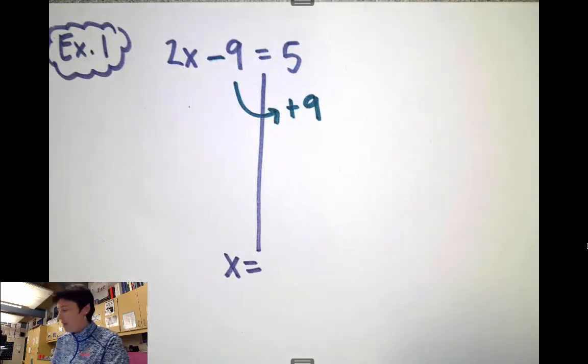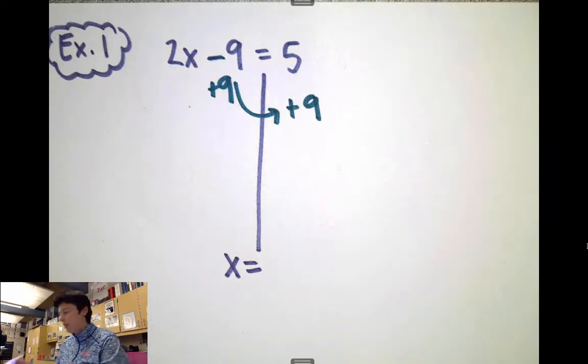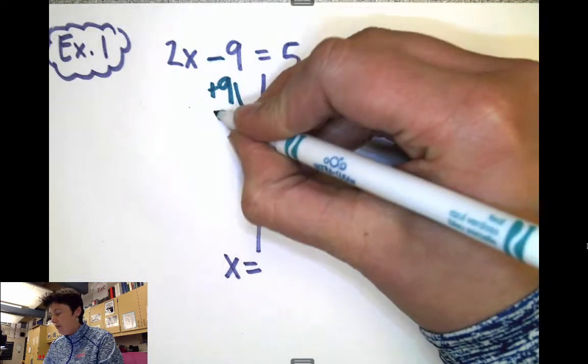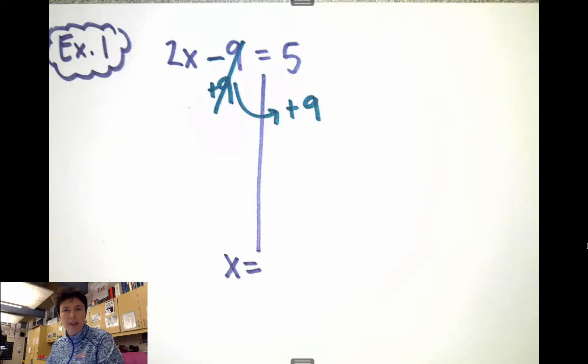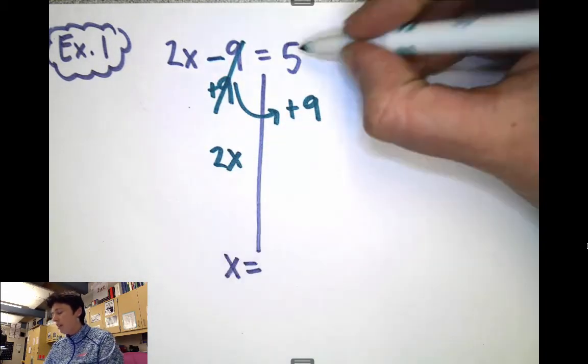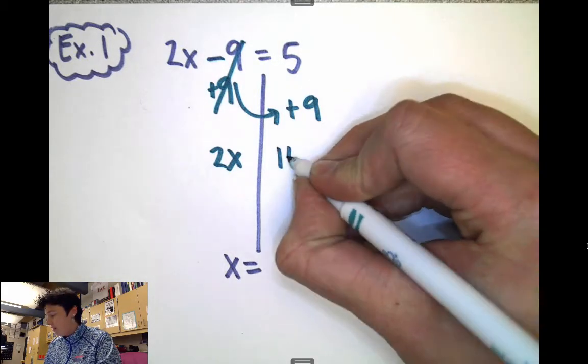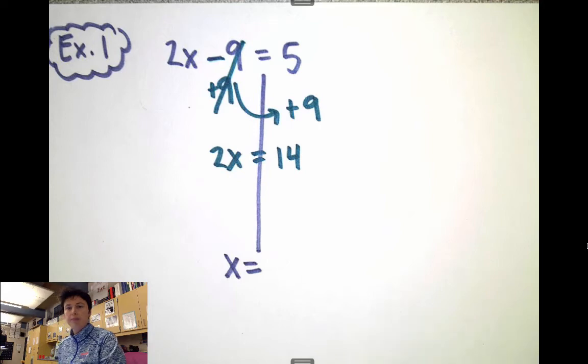Another way of thinking about this is it's like adding 9 to both sides. When you add 9 equally to both sides, negative 9 and 9 cancel out. They make 0. So you're left with just a 2x, which is nice. And on this side, you're left with 5 plus 9. Well, 5 plus 9 is 14, so we have 2x equals 14.